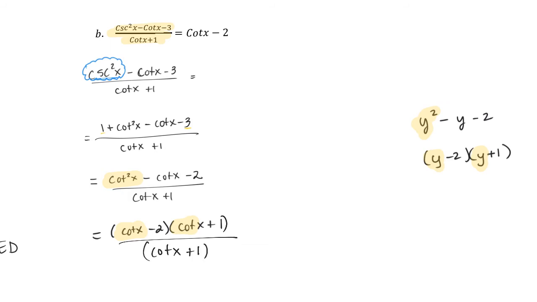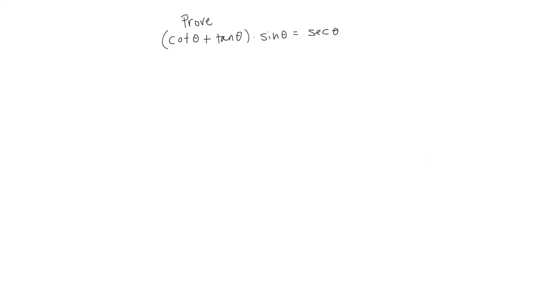Hey, do you see what I see? Anything divided by itself is just 1, so this simplifies down to cotangent of x minus 2. Let's see what we were setting out to prove. Look, we just did it. We were setting out to prove that the left-hand side is equal to cotangent x minus 2, and we have finished. What I set out to prove, I just proved. I am done.